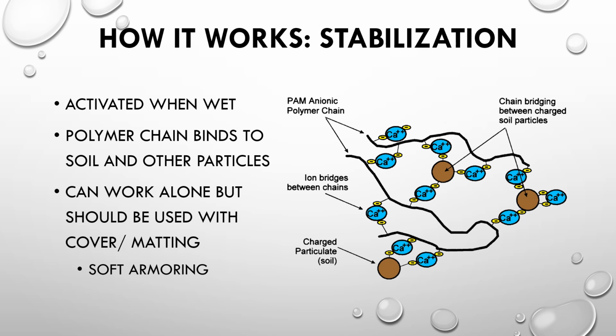Now, we can sometimes use the PAM by itself. There might be times that you have temporary stockpiles or a sloped area that you're not going to apply straw or mulch or matting to because you're going to be working it in the near future. So you can use the polymer alone in some specific instances, but in almost all cases, we're going to suggest using the PAM for soil stabilization with some other type of cover.